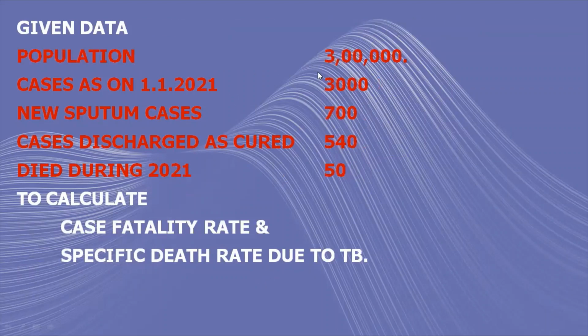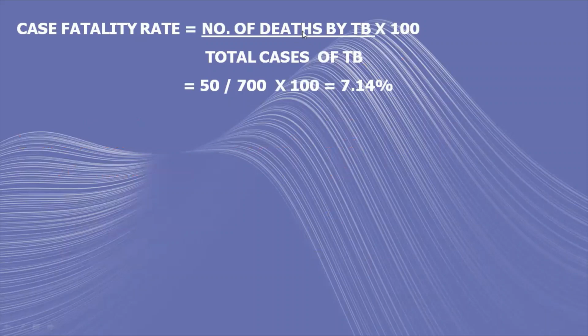So population is 3 lakhs, cases are 3,000, new sputum cases are 700, cases discharged as cured are 540. So total cases are 3,700. So 540 are discharged, so we are not concerned with this, and total cases died are 50. So case fatality rate is the number of deaths by TB by total cases of TB. So case fatality, so you have to take here the total cases. So 50 by 700 into 100 is equal to 7.14%.